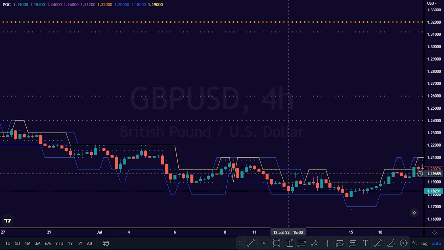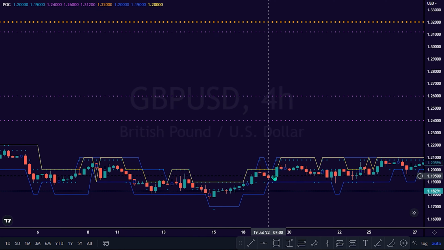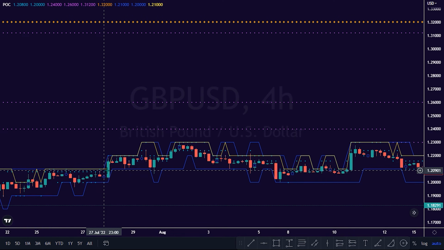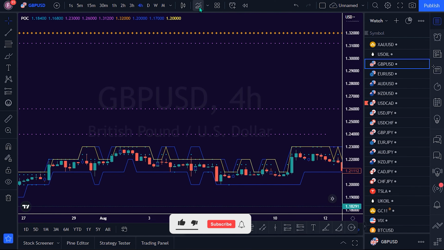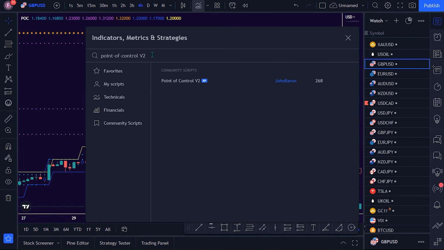As you can see, this trading indicator plots steps like a ladder along price movements based on volume breakouts on the price chart. To apply this trading indicator on the trading chart, type the keyword Point of Control V2 on the indicator search section here, and select the Point of Control V2 EP version by John Barron under the Community Script folder.